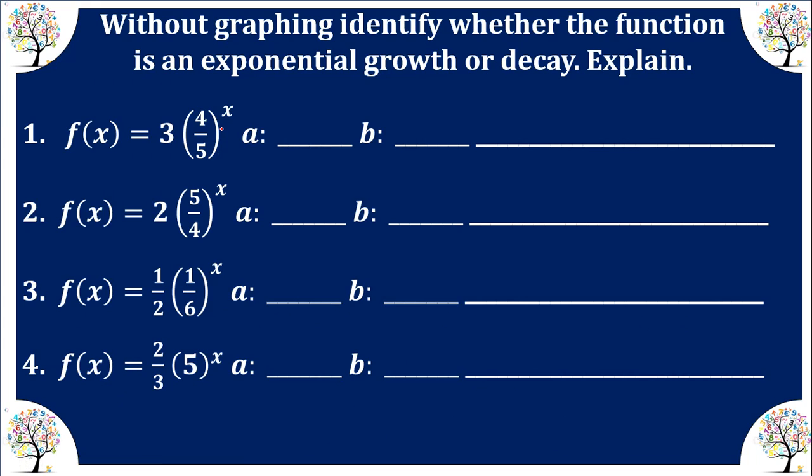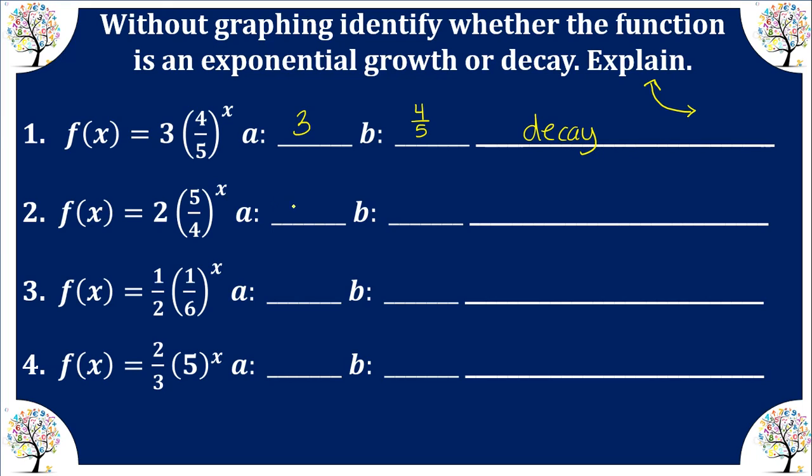Okay, let's take a look at some examples without graphing. Let's see if we have a growth or decay. So number one, let's write this in your notes. The A value is 3. My B value is 4/5. The B value, is B between 0 and 1, or is it more than 1? Well, it's between 0 and 1, so this is a decay. So my graph would be decreasing.